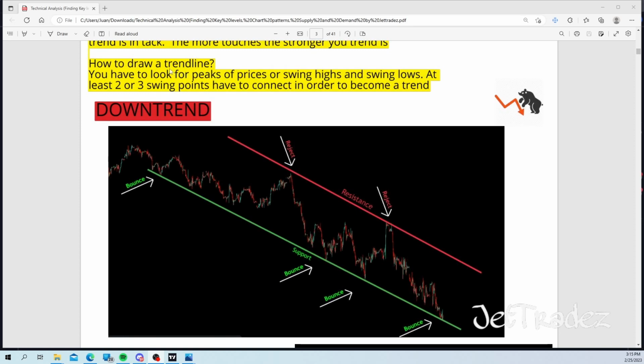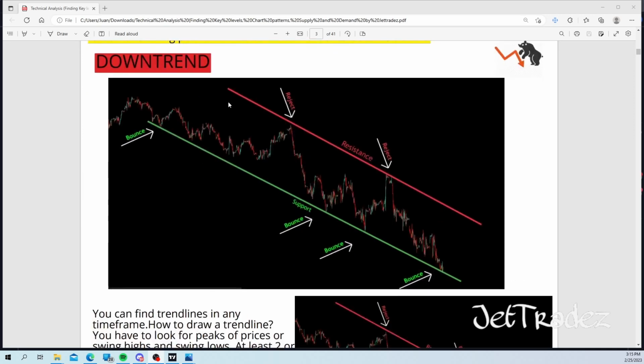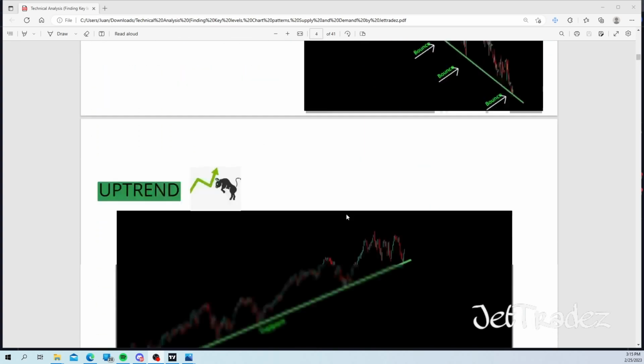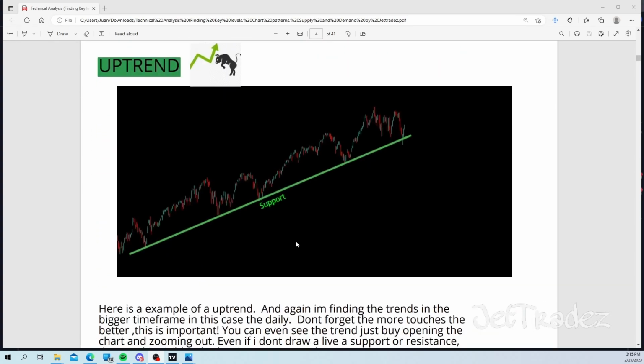So how do you draw a trend line? Basically you have to look for peaks of price, which are swing highs or swing lows. To make this valid, you need to touch at least 2 to 3 swing points, which is basically a higher high, higher low, lower low, lower high. To create a bear trend, you need a lower high, the highs go lower, and a lower low, so it just keeps going lower. For an uptrend, it's backwards. It's going up, higher high and higher low.